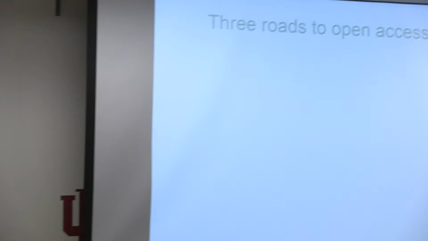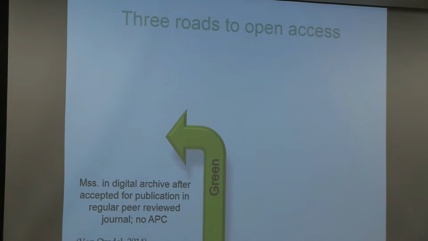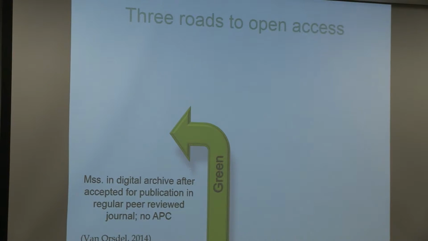So how does open access publishing work? Well, there are three roads to open access publishing: green, gold, and hybrid. Now, green open access publishing is also known as self-archiving.